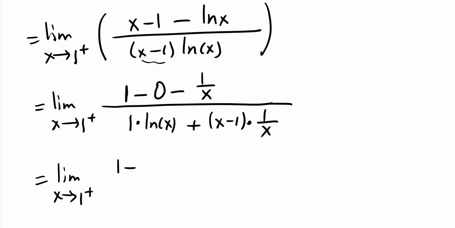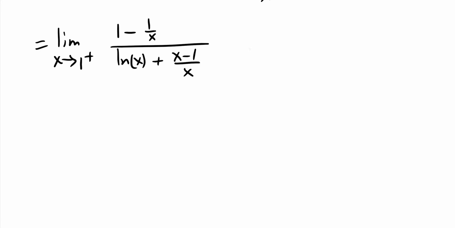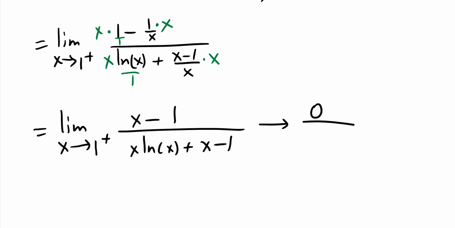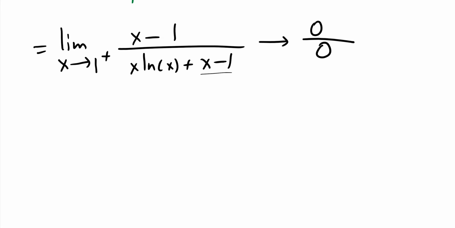On the top, I have 1 minus 1 over x. In the denominator, natural log of x plus x minus 1 over x. Those are complex fractions. The easiest way to finish this up is to multiply the top and bottom by x. That will clean up the fractions and make it a simple fraction: x minus 1 over x natural log of x plus x minus 1. Now, if we pass the limit to this, what do we get? On the top, we get 0. This is 0, and natural log of 1 is 0. Oh, again indeterminate. We need to apply L'Hopital's rule again. So let's see what we get.